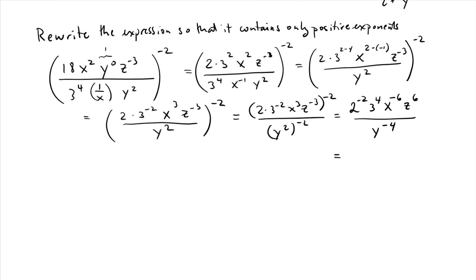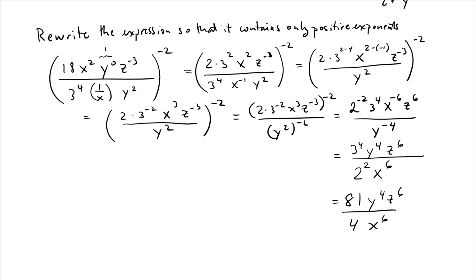Here, everything that has a negative exponent in the numerator, I'm going to send it down, and now the exponent is going to change sign. So whenever you send it down or up, the exponent changes sign. That's basically the moral of the story here. X to the 6, and y, I want to bring it up. So 3 to the 4, y to the 4, z to the 6, like this. And finally 3 to the 4, that's 81, y to the 4, z to the 6 over 4, x to the 6. And that's our final answer.